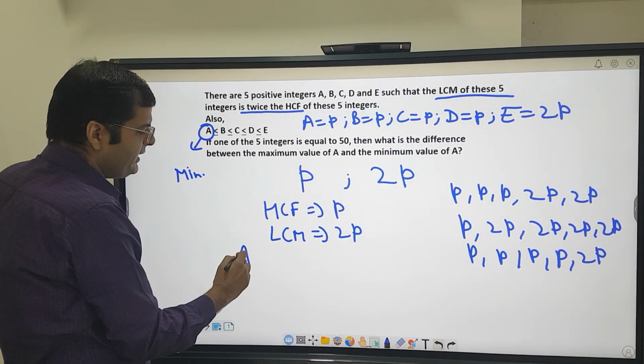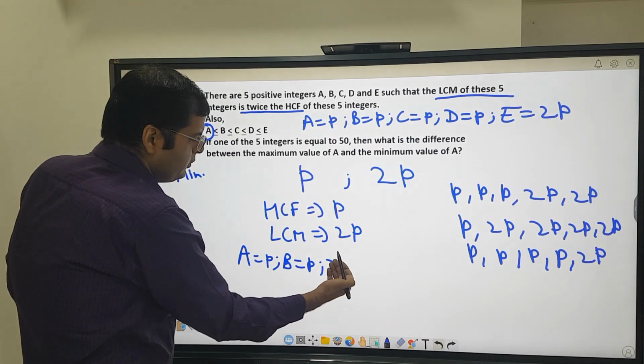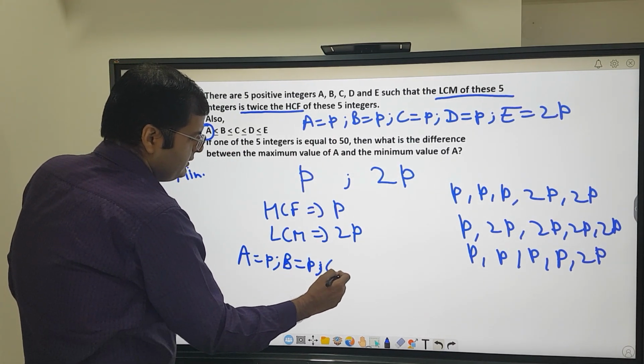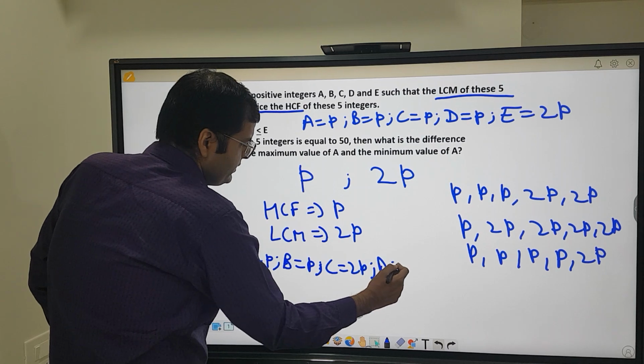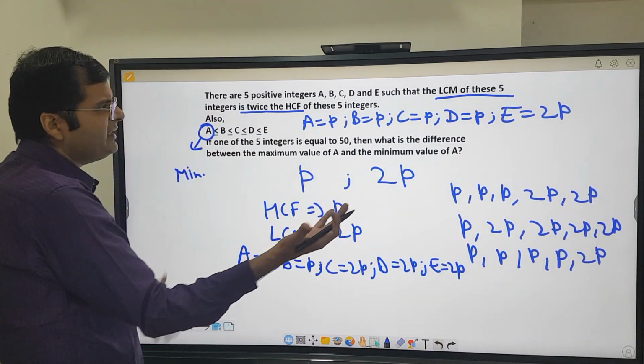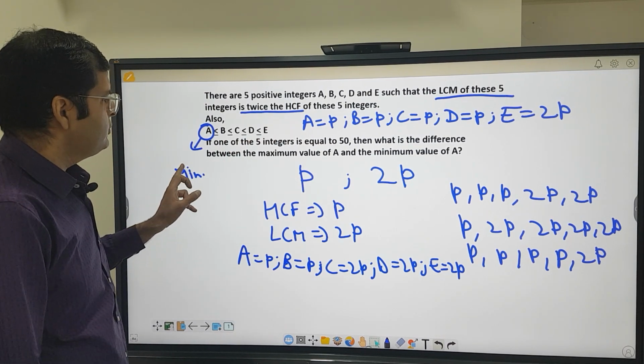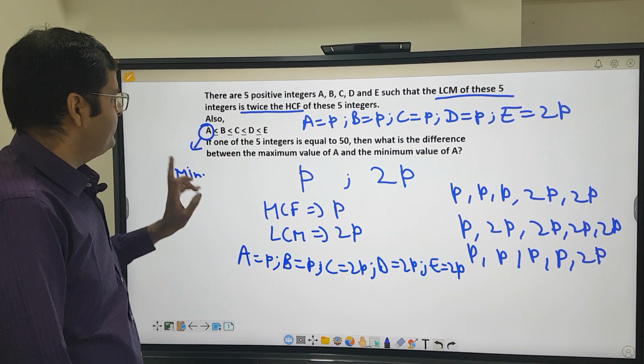Or it can be that a is equal to p, b is equal to p, c is equal to 2p, d is equal to 2p and e is equal to 2p. So these are the possibilities. There are other multiple possibilities, but a has to be p in all of these cases. So a has to be the minimum over here.